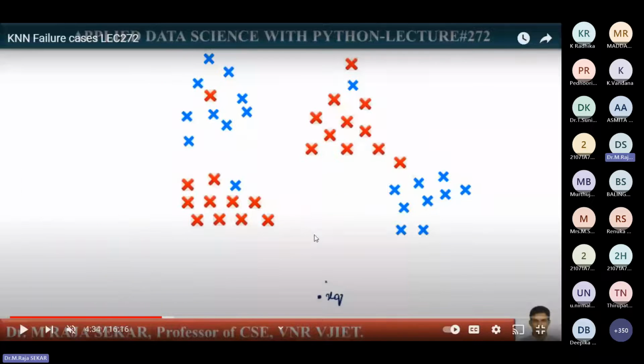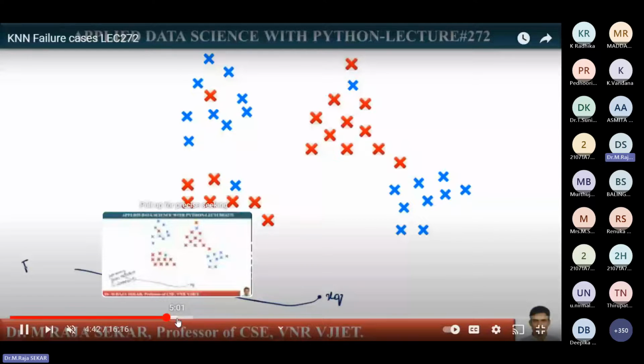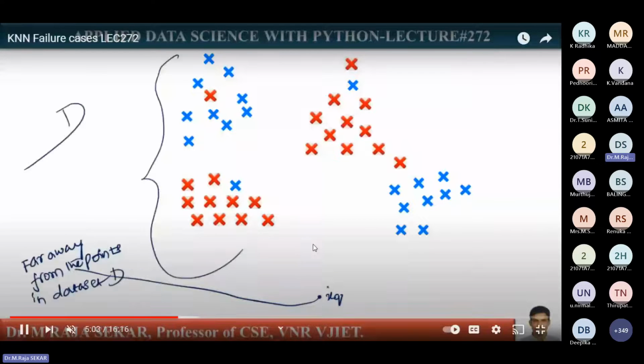Your query point XQ is far away from all these points. Let me assume this is very, very far away from all these points. You may ask me, how do you know what distance means? As I told you, there are measures: cosine similarity, Manhattan distance, Euclidean distance. They will tell that this particular query point XQ is far away from the points in the data set.